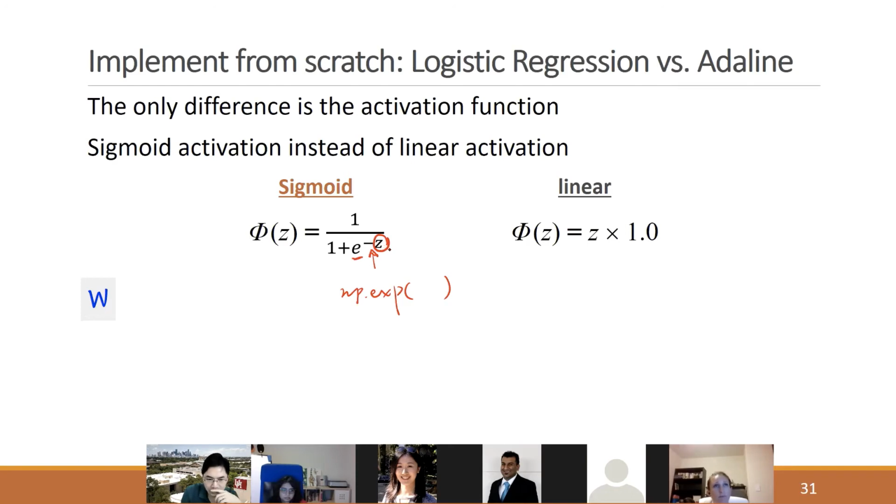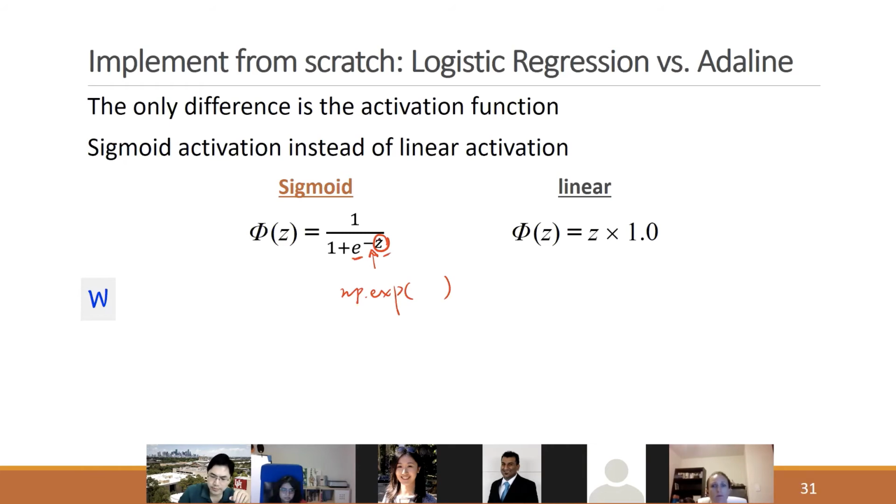Minus z is minus 1,000,000. e to the power of minus 1,000,000 is close to 0. It's a long decimal, but it's close to 0. Maybe not a problem. But if z is minus 1,000,000, this e to the power of double minus is positive. e to the power of 1,000,000 creates a huge number for the computer to handle. It slows down the computation, and it's not necessary. So we use the NumPy clip function to get rid of those extreme values, because we don't care about them. In the code, it's clear.